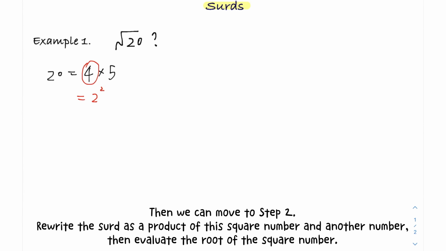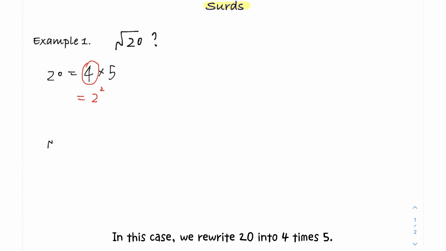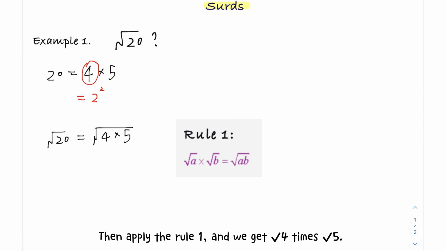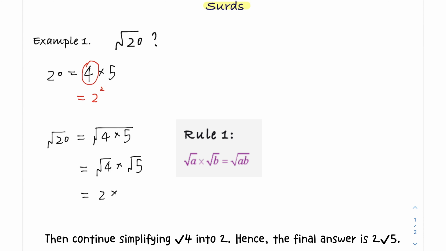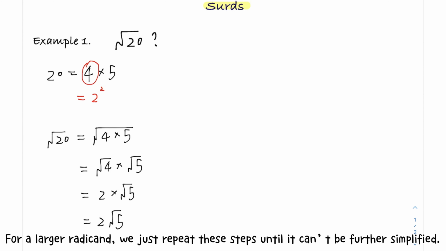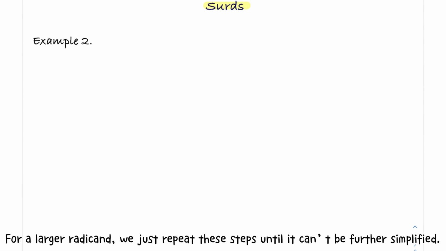Rewrite the surd as a product of this square number and another number. Then evaluate the root of the square number. In this case, we rewrite 20 as 4 times 5. Then apply rule 1, and we get root 4 times root 5. Then continue simplifying root 4 into 2. Hence, the final answer is 2 times root 5. For a larger radicand, we just repeat these steps until it can't be further simplified.